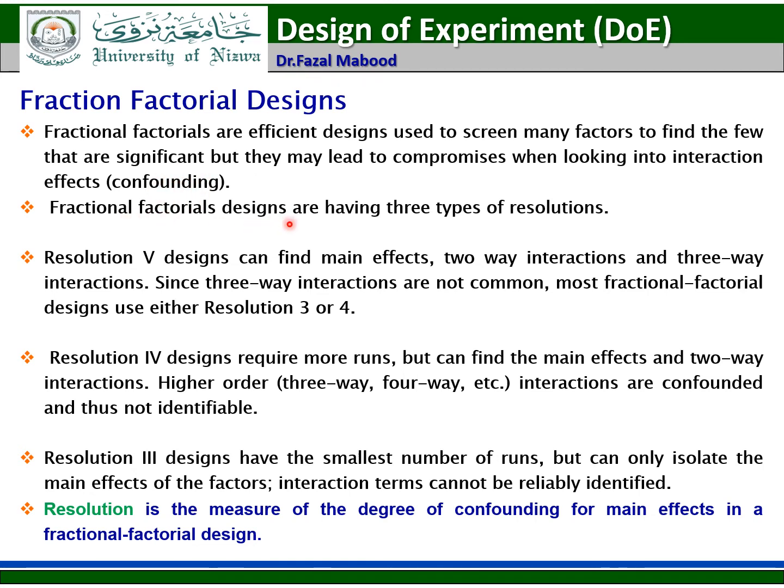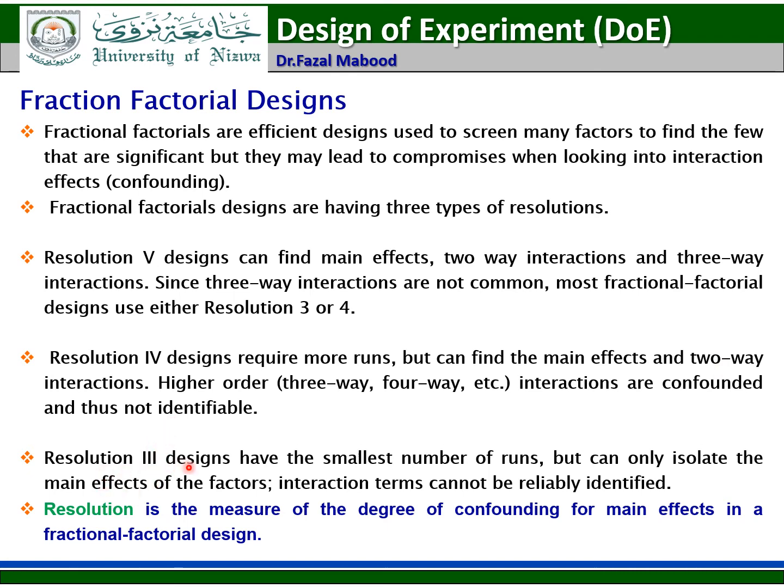Fractional factorial designs have three types of resolution. Resolution 5 designs can find main effects, two-way interactions, and three-way interactions. Since three-way interactions are not common, most fractional factorial designs use either resolution 3 or 4. Resolution 4 designs require more runs, but can find the main effects and two-way interactions. In case of resolution 5, we see the main effect, two-way interaction, and three-way interaction. While in case of resolution 4, we see the main effect and only two-way interaction.